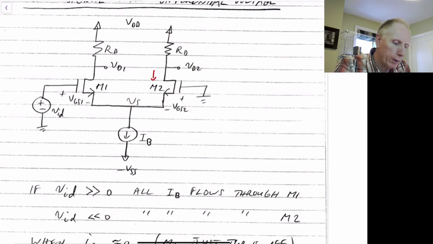If we go the opposite direction, and we instead let VID be much less than 0, the opposite happens. Instead, in that case, all the current will flow down through M2.